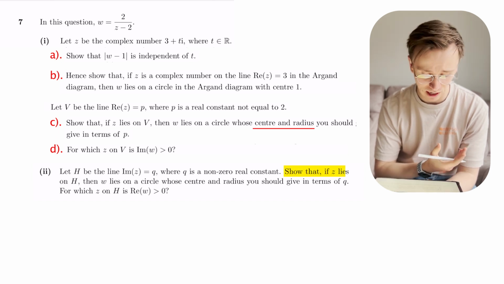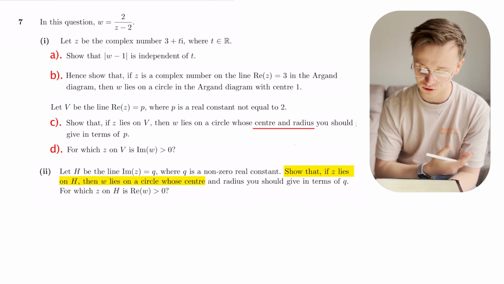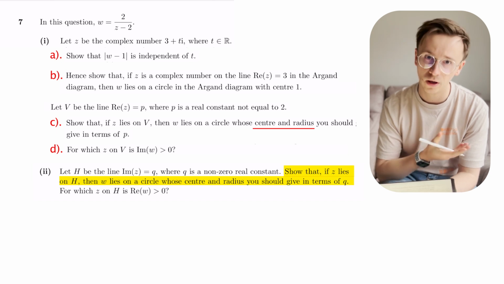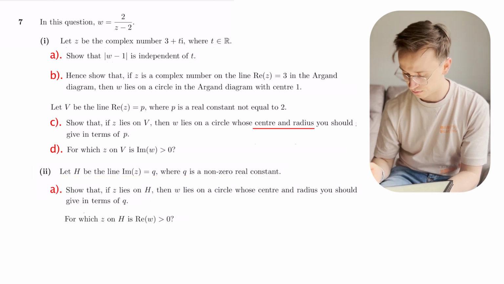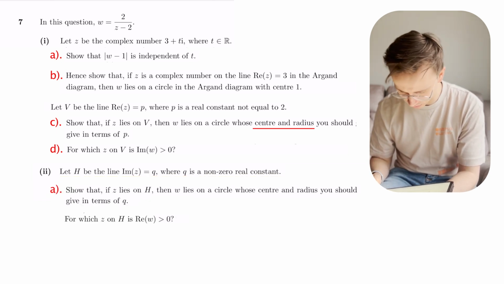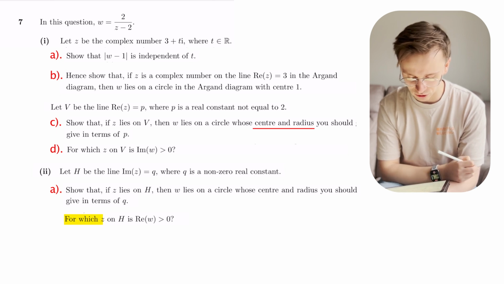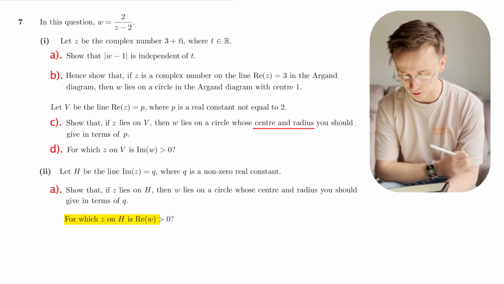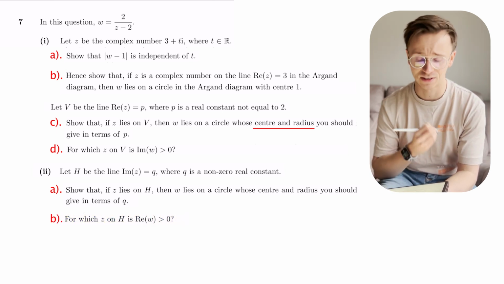Show that if z lies on h, then w lies on a circle whose centre and radius you should give in terms of q. That's the first question. Looking very familiar to the first part as well. And then for which z on h is the real part of w greater than 0? And that's the second question.